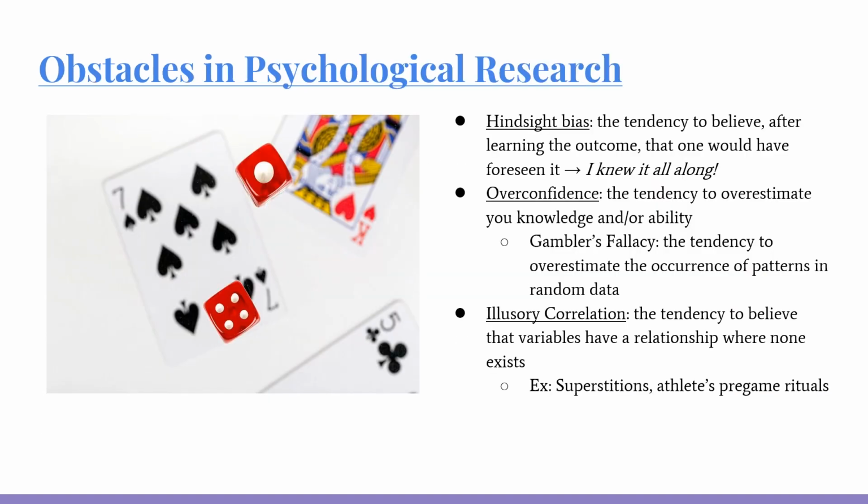So what are some of the obstacles in psychological research? The first one is hindsight bias, the tendency to believe, after learning the outcome, that one would have foreseen it. I knew it all along. Or overconfidence, the tendency to overestimate your knowledge and or ability. Then the gambler's fallacy, the tendency to overestimate the occurrence of patterns in random data.